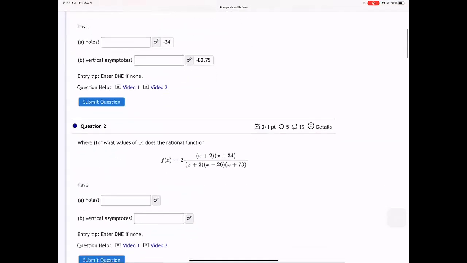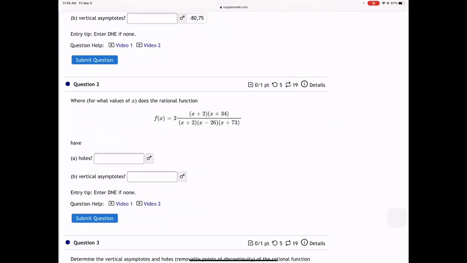Our next problem here, I want you to see if you guys can visually do it. What divides out automatically? Hopefully you guys can see the x minus 2 divides out. So do we still have an x minus 2 in my simplified version? No. So that's our hole. What are the leftover factors on the denominator? We have x minus 26 and x plus 73. These zeros are going to be 26 and negative 73. And those are the vertical asymptotes. If I ask you for what's a 0, the only 0 left is negative 34 on top.